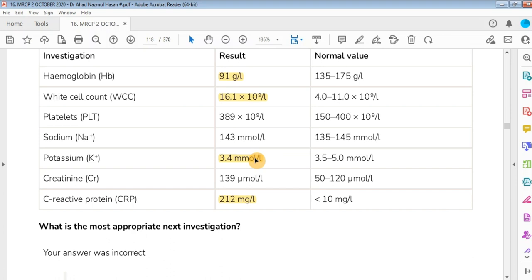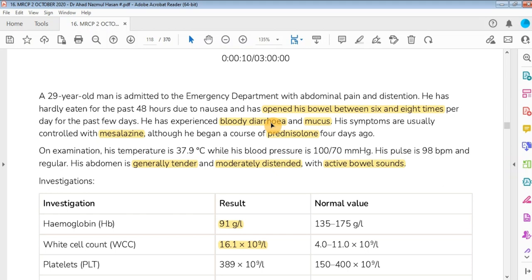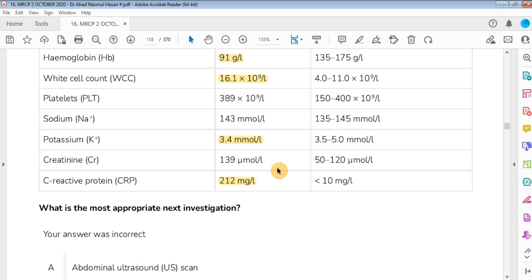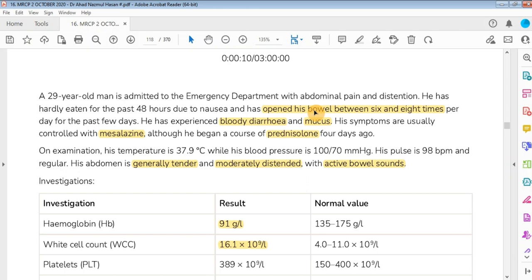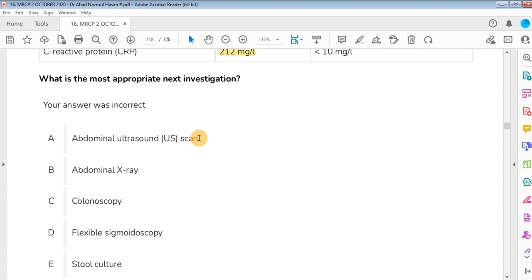So most probably this is a patient with ulcerative colitis, and the patient's CRP has been significantly elevated, pointing towards an acute or active flare of the ulcerative colitis. And based on the Truelove and Witts criteria, if the opening of the bowel is greater than or equal to 6 times, this indicates severe or fulminant ulcerative colitis, and that severe or fulminant ulcerative colitis has significant chance of developing the toxic megacolon.